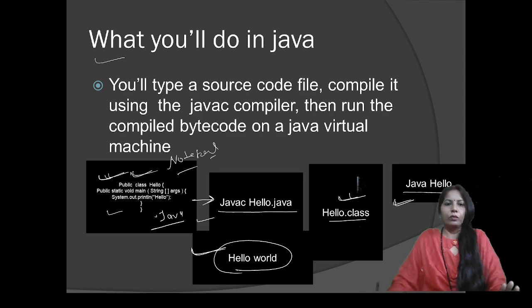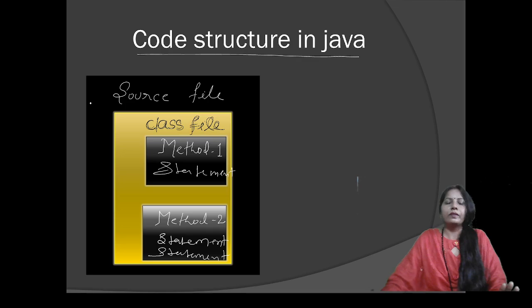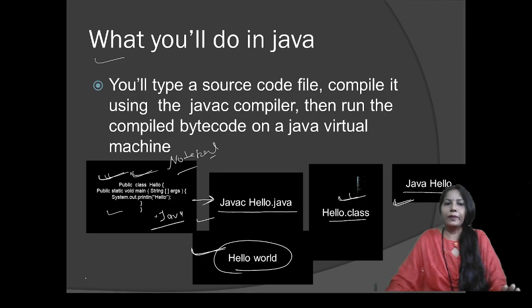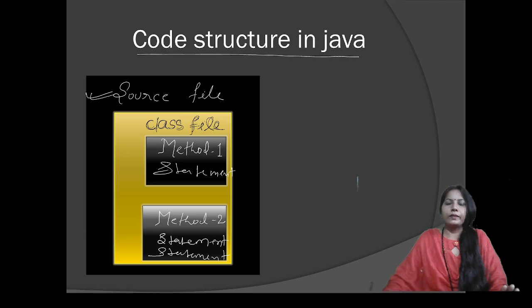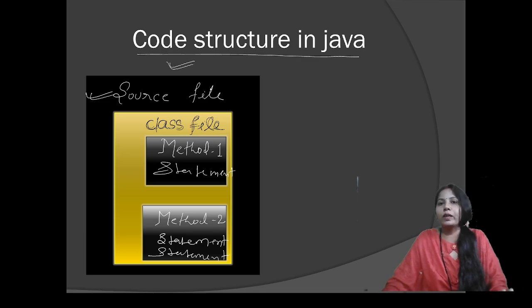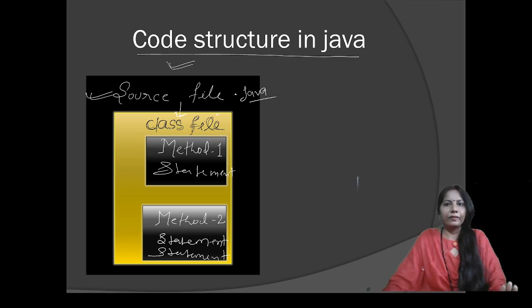Clear? Now today's topic is the code structure in Java, as we write here. So now focus on this. If you like to work with Java, then at first you need to create a source file, and your source file should be saved using the .java extension. Clear? This source file holds your class file.